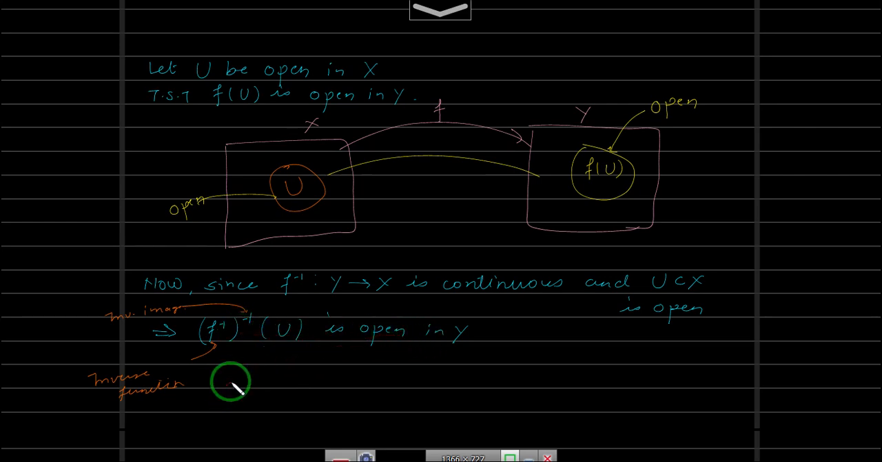Our claim is that the inverse image of u under f inverse is nothing but f(u). This you can try. You can pause this video and try to show that these two sets are the same. Both are sets, so you take a point in one set, show that it is in the other set, and vice versa. So let's prove this claim now.